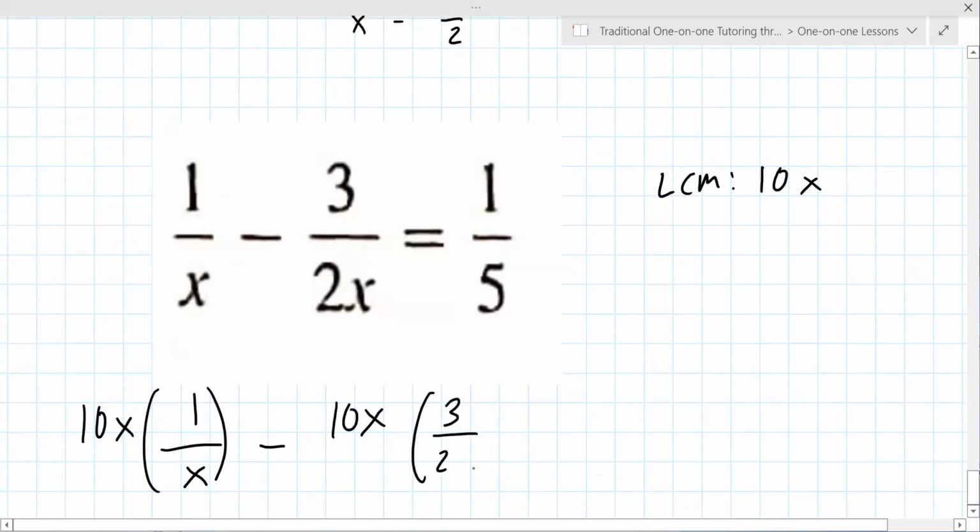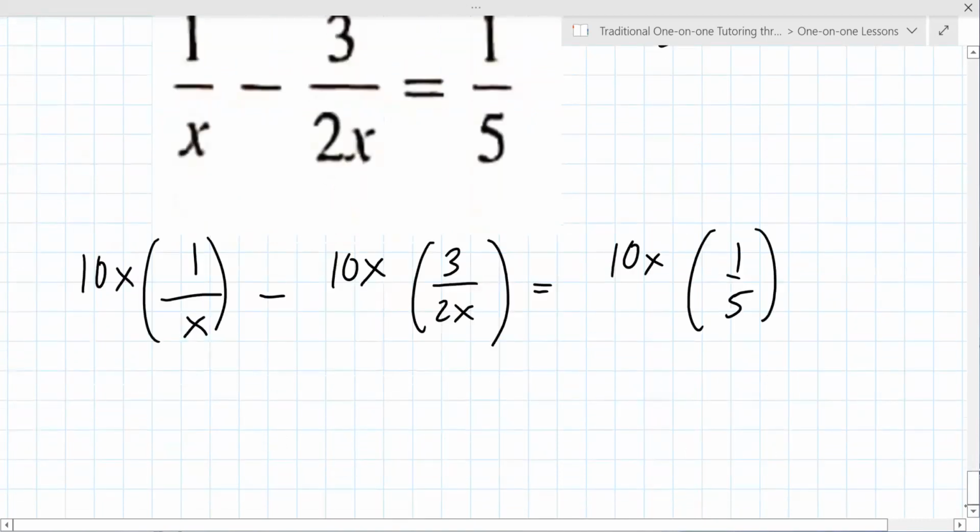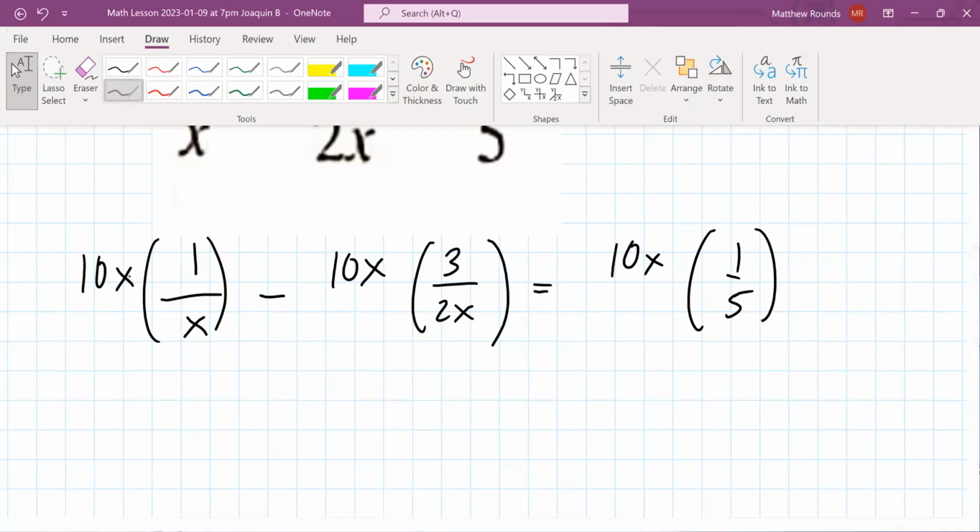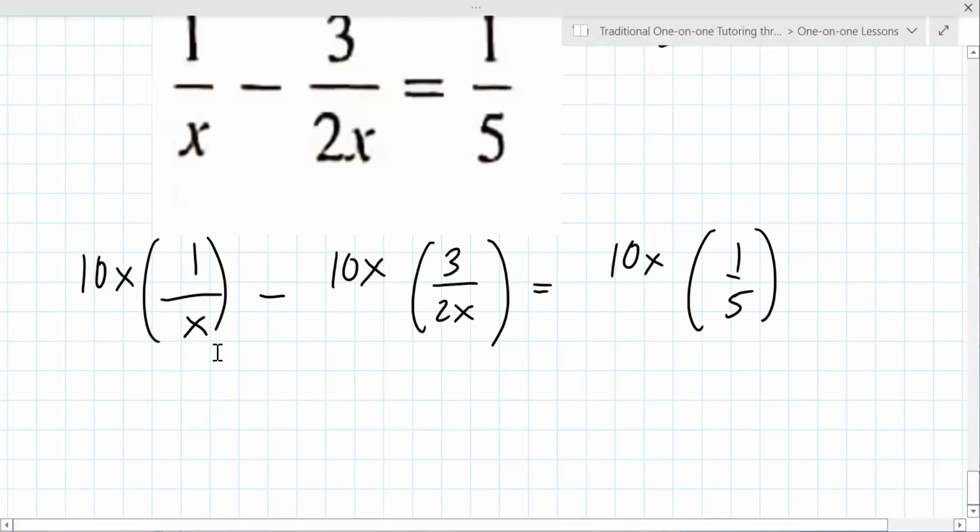And this matches the approach we did in the first section. I don't like this one as much, but this is the analogous approach. And if you're okay to divide before you multiply, it does work pretty well. So let's carry that through here. When you take 10x and divide it by x over here on the left, the x's cancel. So it's 10 times 1 minus. Now here, 10x divided by 2x is 5. Equals 10x divided by 5 is 2x times 1.